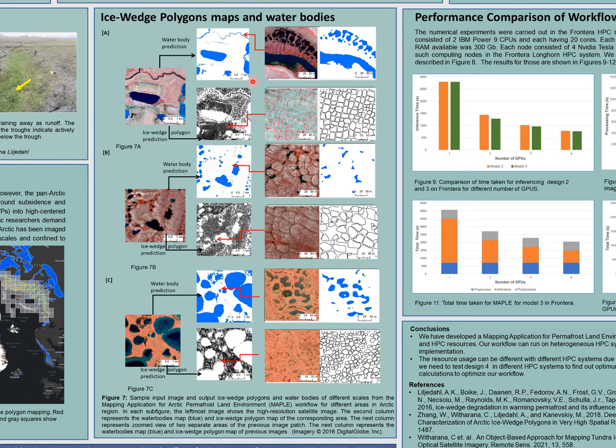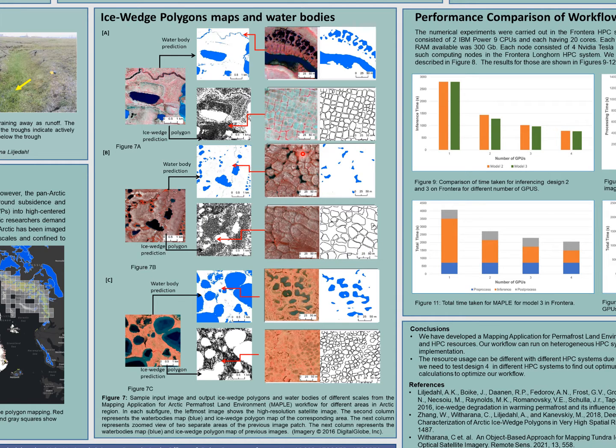And here we show the sample ice-wedge polygon map, and we have zoomed into it in these two figures. You can see we have detected the ice-wedge polygons very accurately. Subfigure B shows an area from Banks Island, Canada. Here also we have detected the water bodies, and we have zoomed it here, and we have detected ice-wedge polygons, and we have a zoomed view here.